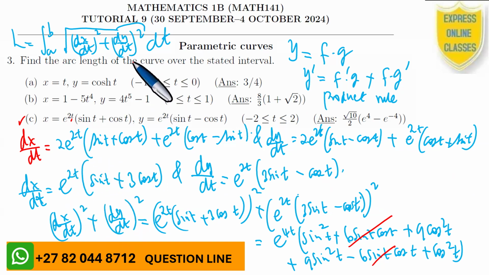Now because this is long, dx/dt has several terms and dy/dt has several terms, I decided to do everything before we put this result into the arc length formula. So dx/dt squared plus dy/dt squared.